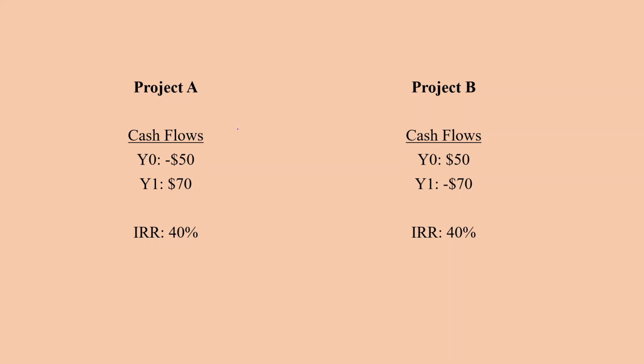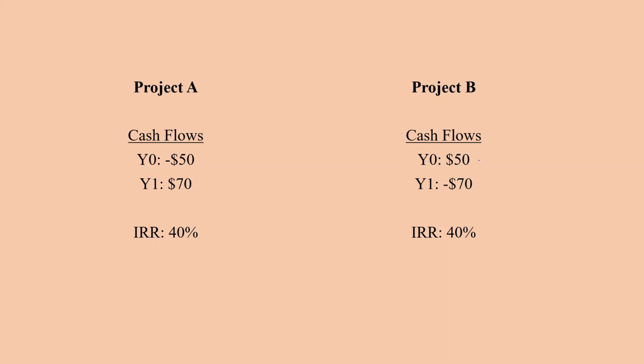In this video, we'll talk about an issue with the internal rate of return where the IRR rule that we discussed in the last video does not apply. Okay, so we have two projects over here, Project A and Project B. Project A has the following cash flows. You make an initial investment of $50 in year zero, and then you get a cash inflow of $70 in year one. In Project B, money comes in first.